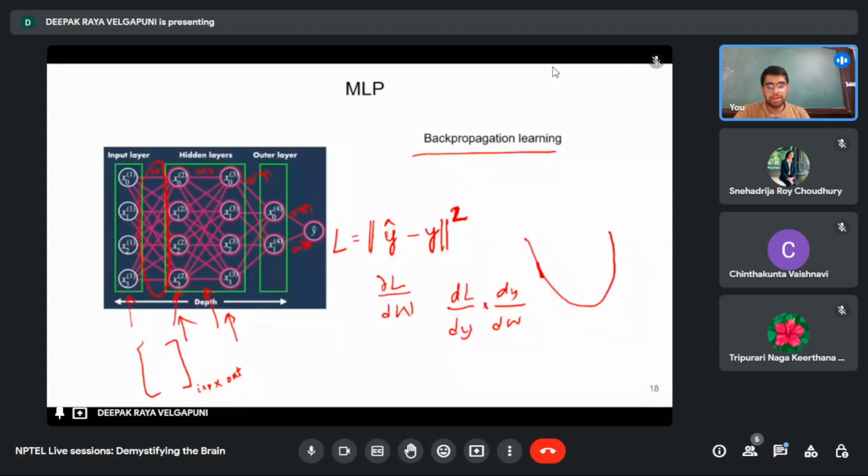Yeah, this is the multi-layer perceptron. Now let's shift again back to some neuroscience. So are these loss functions clear, or do you need more explanation of this?